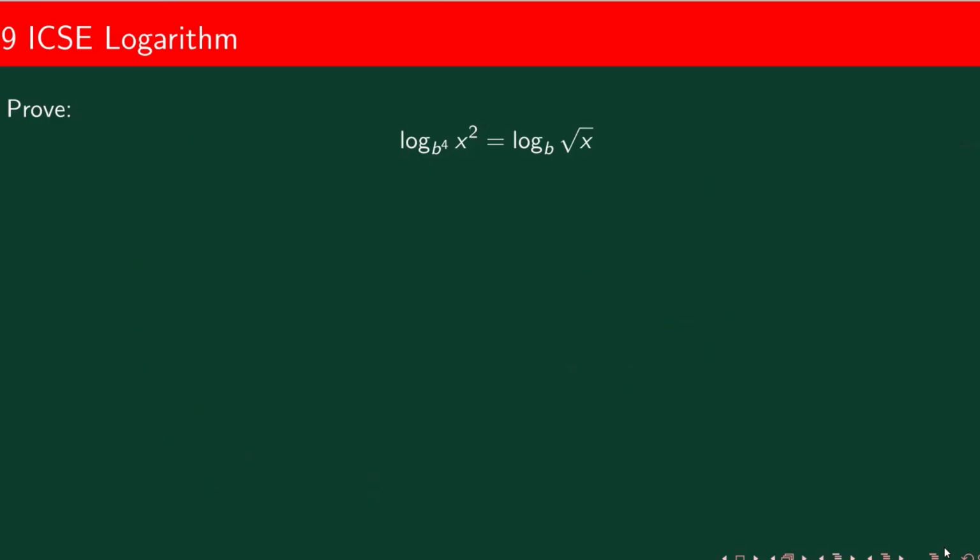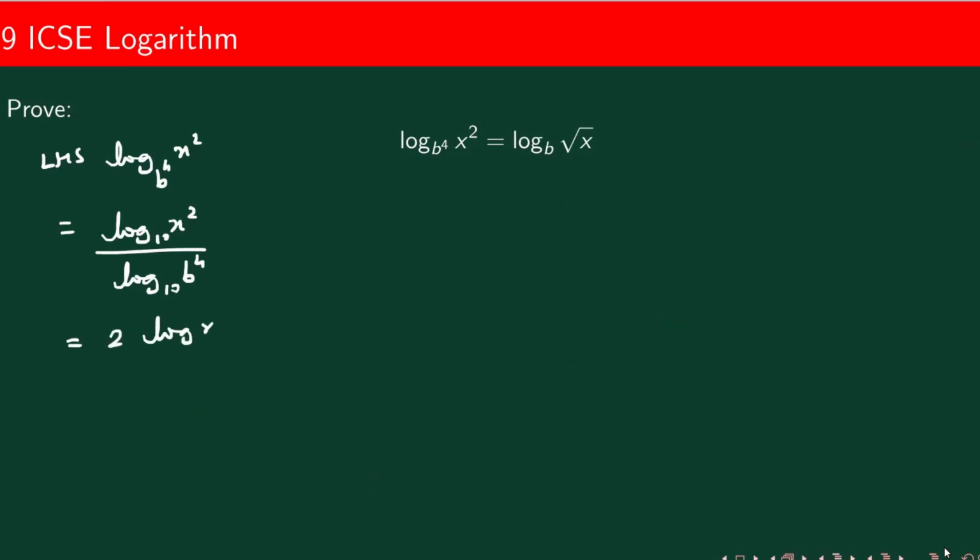Okay, this is another proving question. Give it a try. So left hand side is log of x squared and b to the power 4. So this is log x squared upon log b to the power 4. So this is 2 times log x, this is 4 times log b. This is half times log x upon log b.